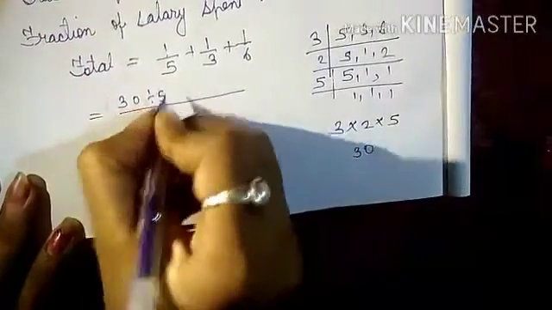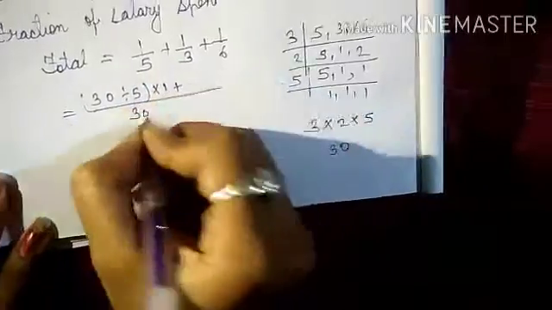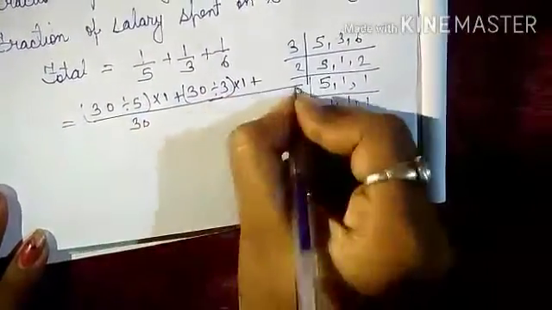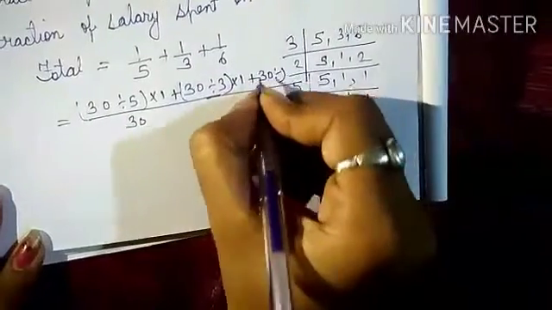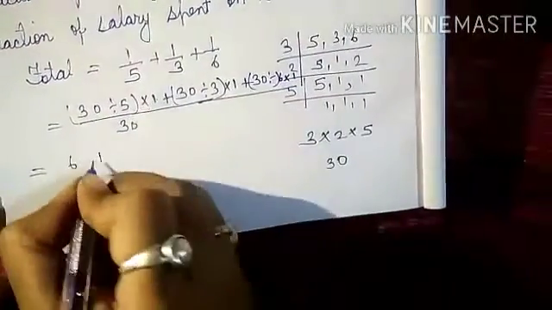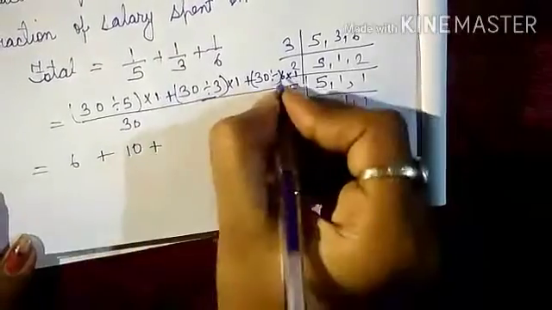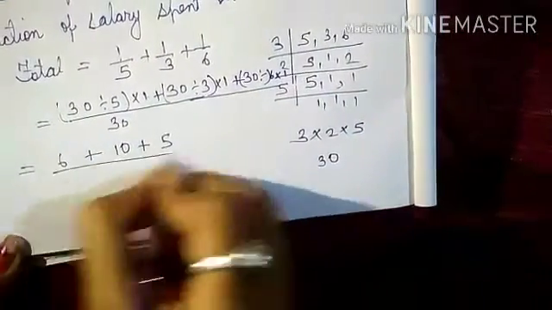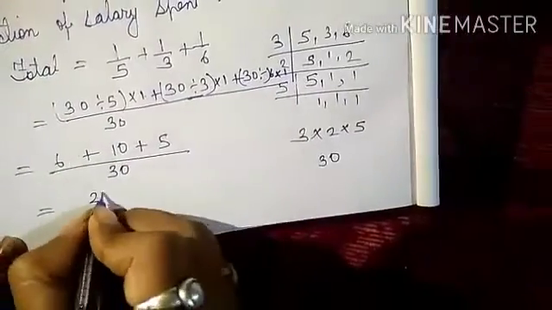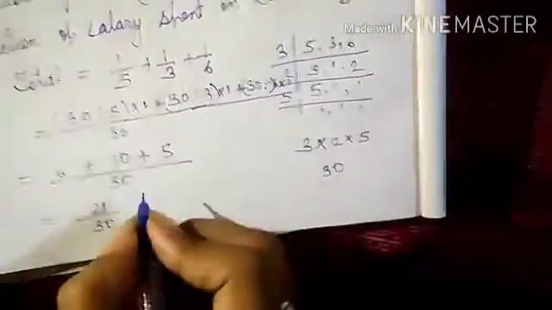Now first we divide the LCM by the denominator and then we multiply by the numerator. In all the cases we will do the same thing. Now 30 divided by 5 gives 6, into 1 is 6; 30 divided by 3 gives 10, into 1 is 10; and 30 divided by 6 gives 5. Now after multiplying and adding, we get 21 by 30 as the total expenditure that he has done on his food, rent and clothes.